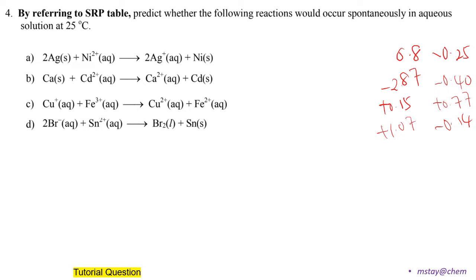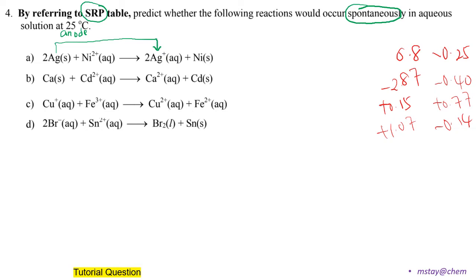Tutorial question number 4. By referring to the SRP table, predict whether the reaction is spontaneous or not. From here, you are given the overall equation. Basically, you need to identify first which is anode and which is cathode. Silver produces silver plus, so we know that silver is the anode. Then nickel will be the cathode.